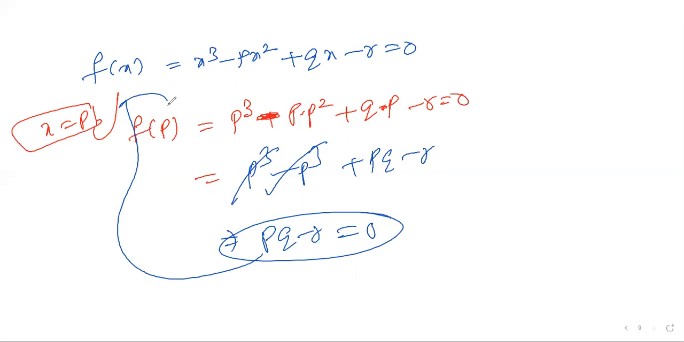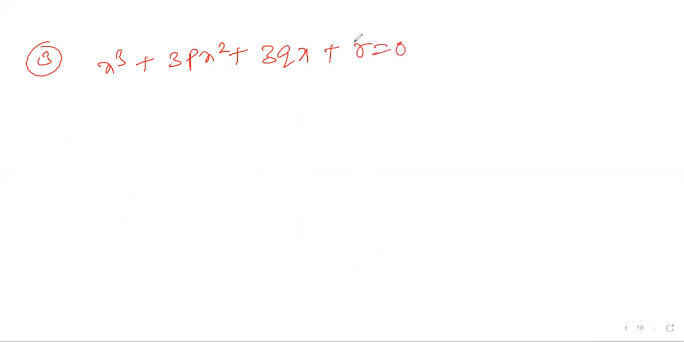Next, we'll move on to the next thing. Third question. It's a little important. Read the third question. Given that the roots of x cube plus 3p x square plus 3qx plus r equals 0 are in AP, show that 2p cube minus 3pq plus r equals 0.